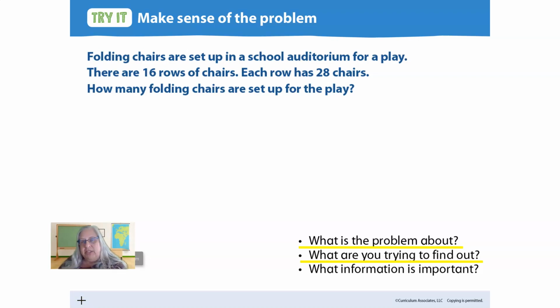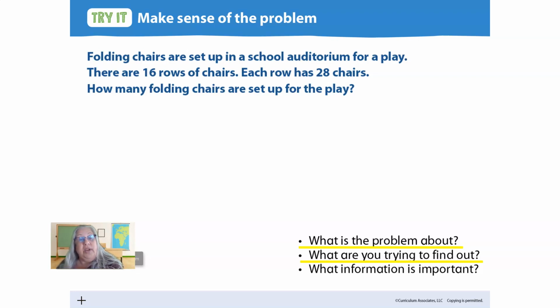Folding chairs are set up in the school auditorium for a play. There are 16 rows of chairs. Each row has 28 chairs. How many folding chairs are set up for the play? What are we trying to find out?